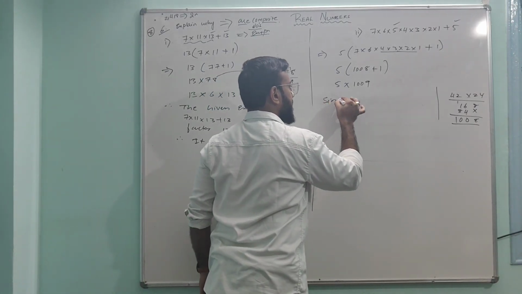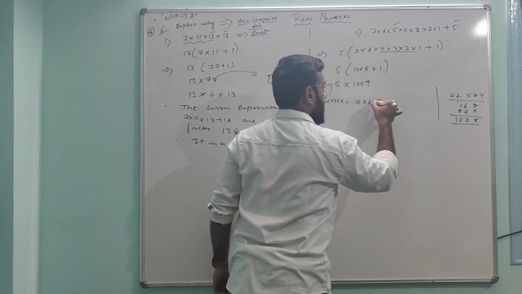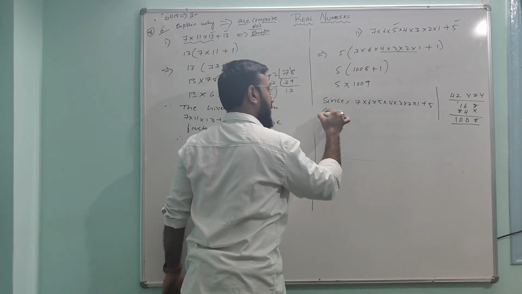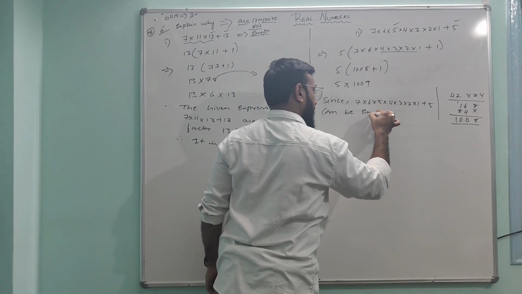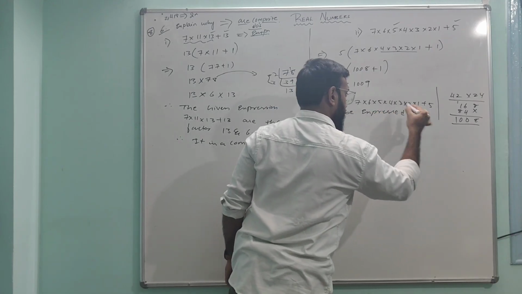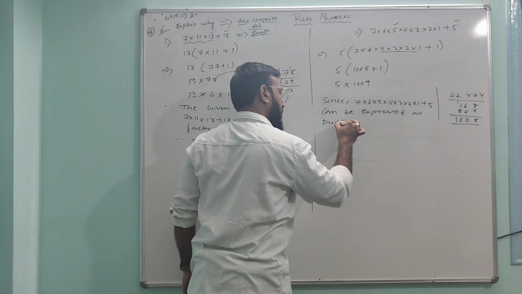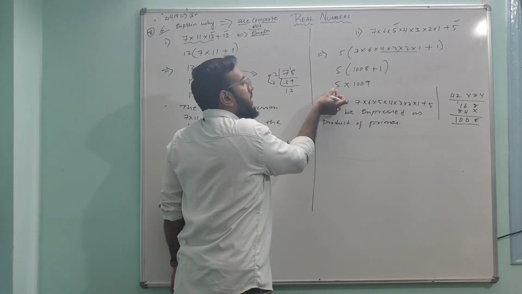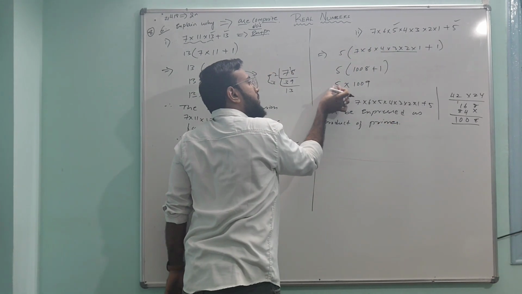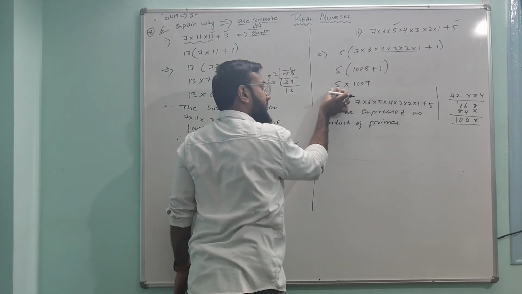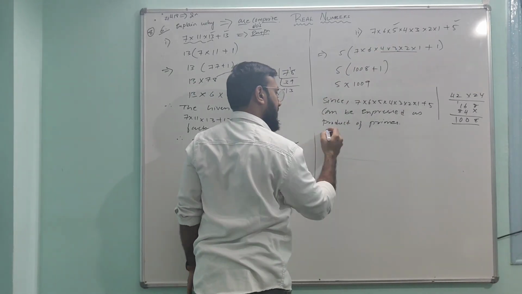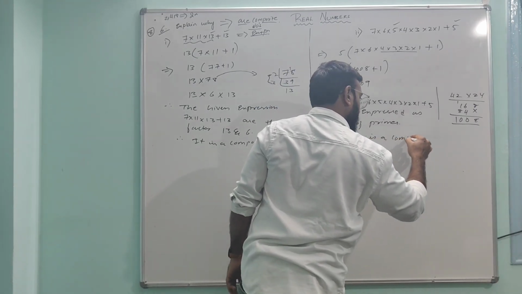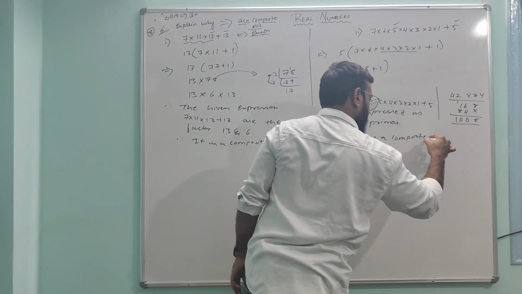Here, if you observe, the expression 7 into 6 into 5 into 4 into 3 into 2 into 1 plus 5 can be expressed as a product of primes. The given expression can be factorized as a product of primes. Therefore, I can tell it is a composite number.